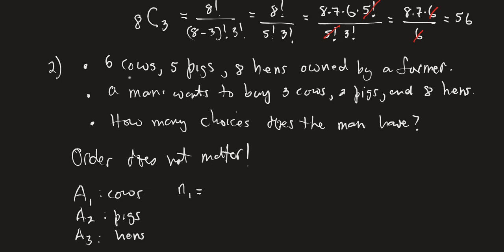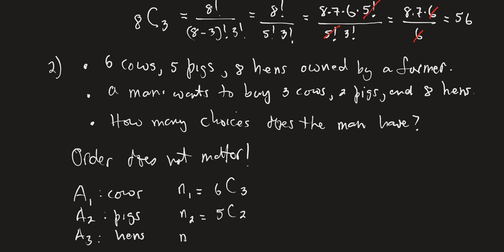Well, he has to choose 3 out of 6. So we have to do a combination to figure out how many cows he can choose. So that would be your 6 choose 3. Let me just write down the expressions first here. And then how many pigs? Well, he's choosing 2 out of the 5, so this will be 5 choose 2.